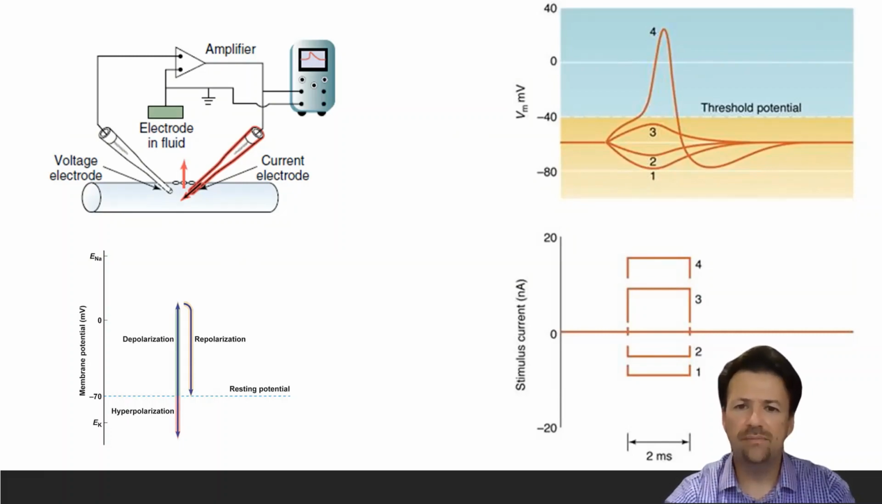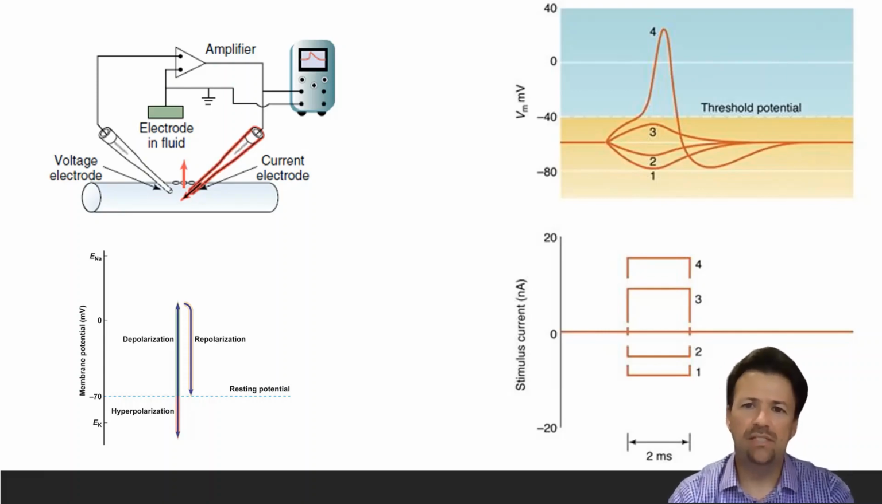Now this graph here on the bottom right of your screen tells you the particular stimulus that we're applying via the current electrode. And then the graph on the top right shows you the change in the resting membrane potential. And you should notice some features. We can apply currents that are both negative and positive. And we can also apply currents of different sizes. So notice current 1 is more negative than current 2. And current 4 is more positive than current 3.